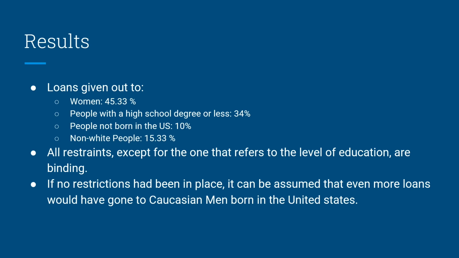They also show that all restraints, except the one that refers to the level of education, are binding. Moreover, it can be assumed that if no restrictions had been in place, even more loans would have gone to Caucasian males born in the US. Thus, the desired diversity would not have been achieved without the restrictions.